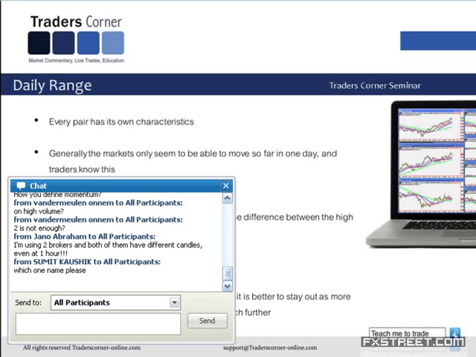Well, for me, the easiest way to do that is to apply an indicator to your chart known as the ATR, the average true range, and you apply that to the daily chart. Ultimately, you give it a period, I like 20. You take the last 20 days, add all of the values together, and then divide it by 20. That will give you the average daily range for that particular pair. Does that make sense?